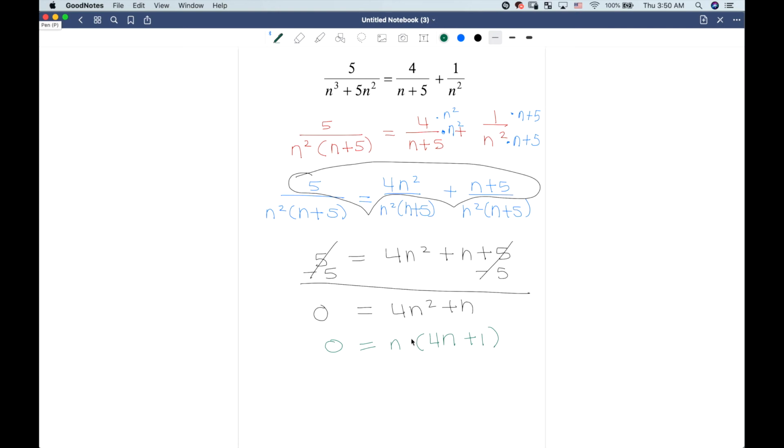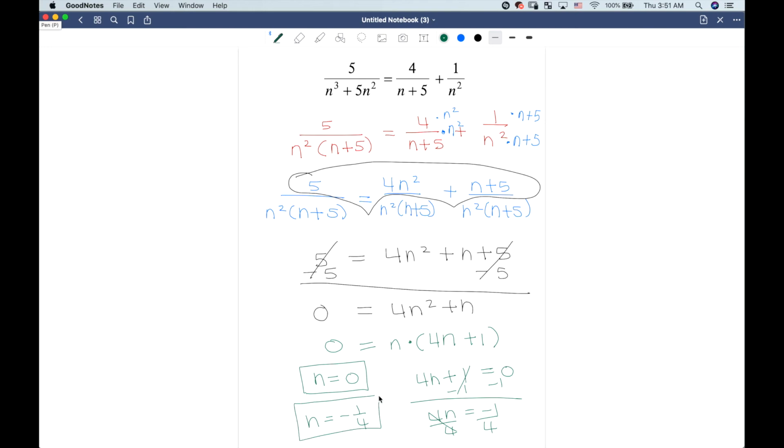So here, this means n times 4n plus 1. So the n is going to get separated from 4n plus 1. And we're going to set each of them equal to 0 and just solve for n separately. So okay, n equals 0. So that one's already solved for. So I'm going to leave it alone. But this one, n is equal to negative 1 over 4.